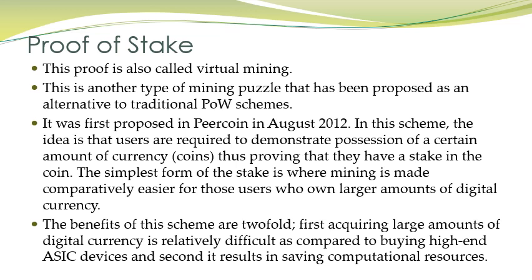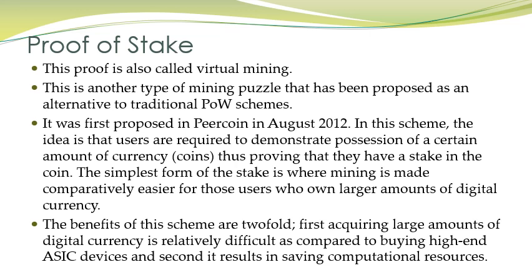The simplest form of proof of stake is where mining is comparatively made easier for certain users. In this proof of stake, mining is made easier for the users who own a larger amount of the digital currency. The mining is made easier for the nodes holding a larger amount of the digital currency in the Bitcoin network.